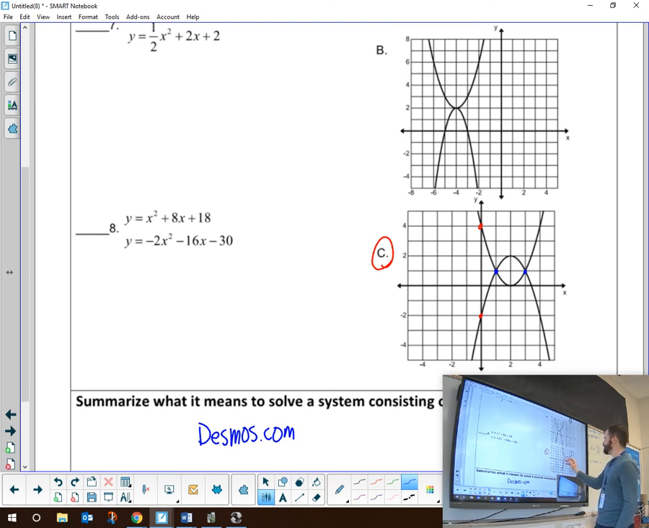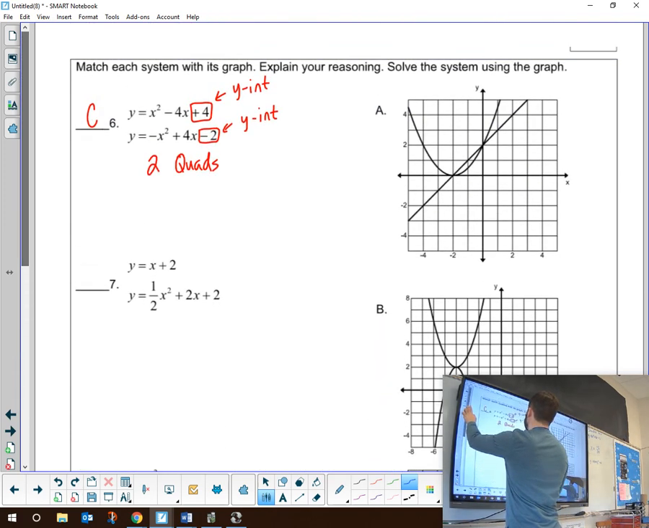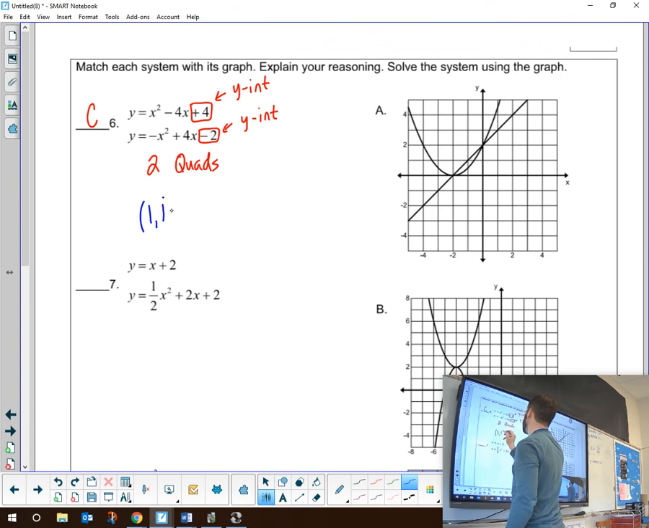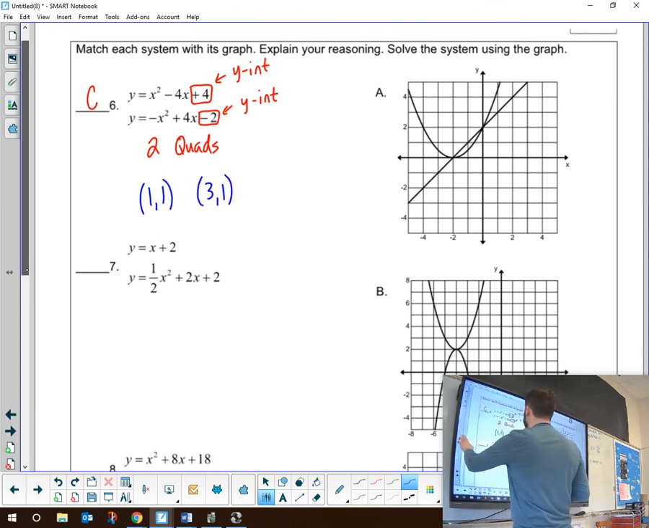Okay, so this one intercepts at 1, 1, and this one is at 3, 1. So those are my solutions for number 6. One of my answers is going to be 1, 1, and one of my answers is going to be 3, 1. Okay, now let's try number 7.